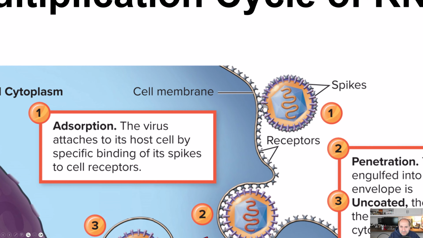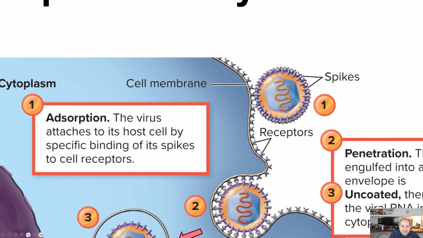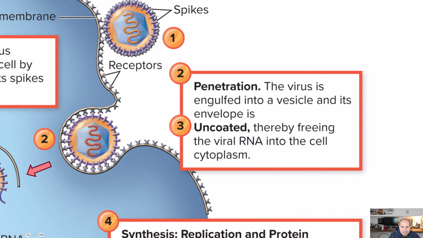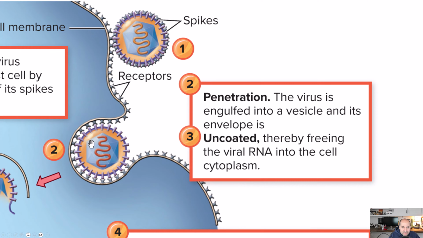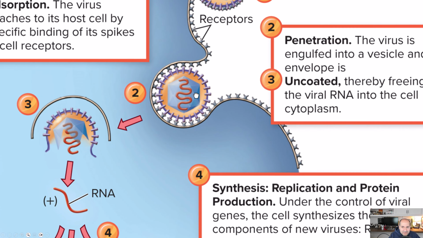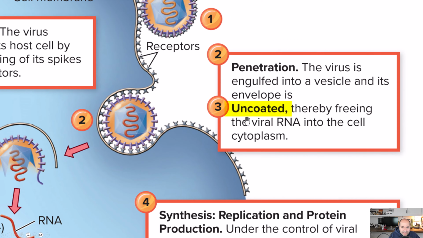Here you can see the spike protein in purple is binding to the specific receptor in gray, and this is called adsorption. Next, there's penetration. The virus must make its way into the cell. And in this case, it looks like it's making its way into the cell via endocytosis, where the plasma membrane of the host cell invaginates to form this cavity, allowing the virus to enter the cell.